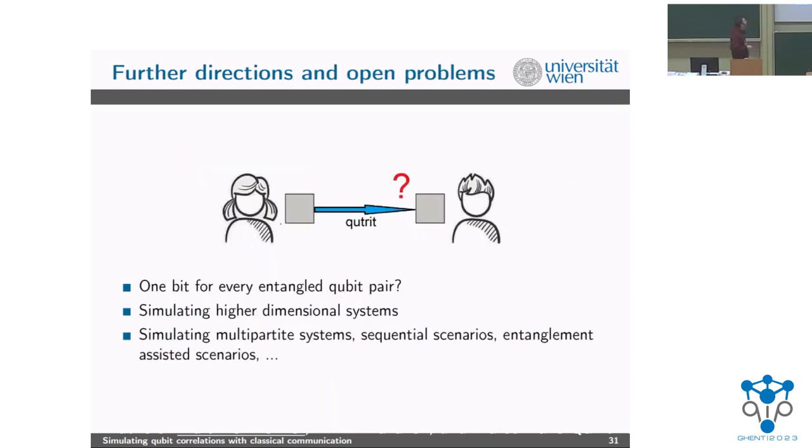All right, so with that I would like to finish. I apologize for the 3 minutes overtime. Here are some open questions. Basically what I want to say is that beyond the qubit case, basically nothing is known. For example, let's replace a qubit with a qutrit. Then we don't know if there's any finite simulation. And there are a lot of open questions. So thanks a lot.